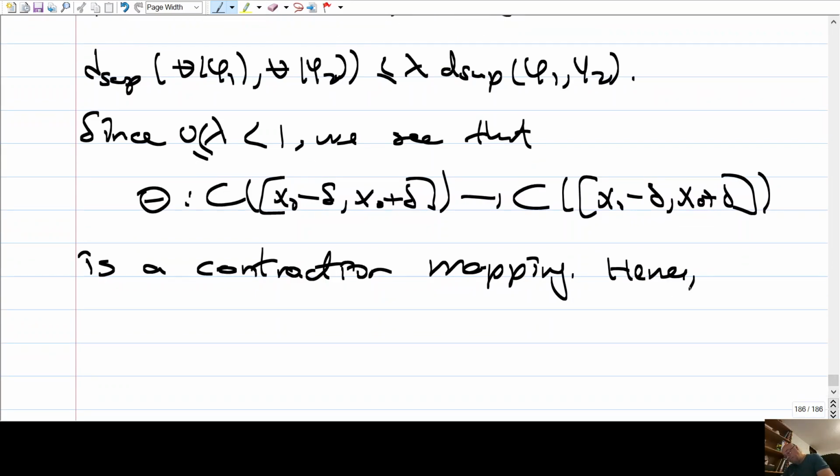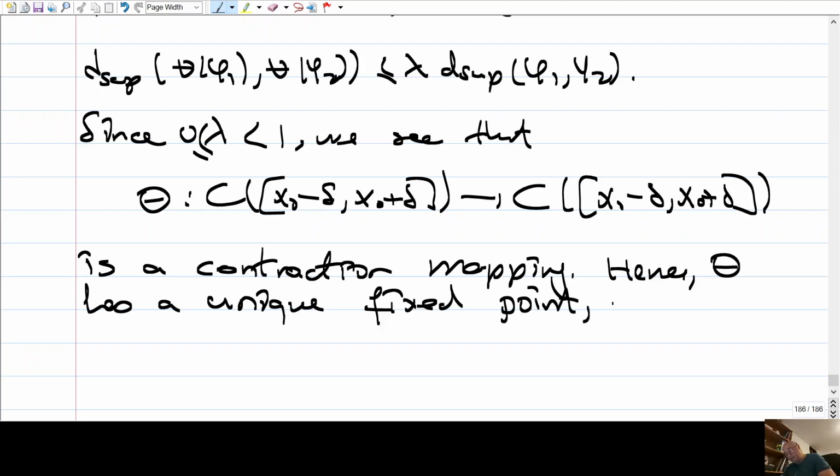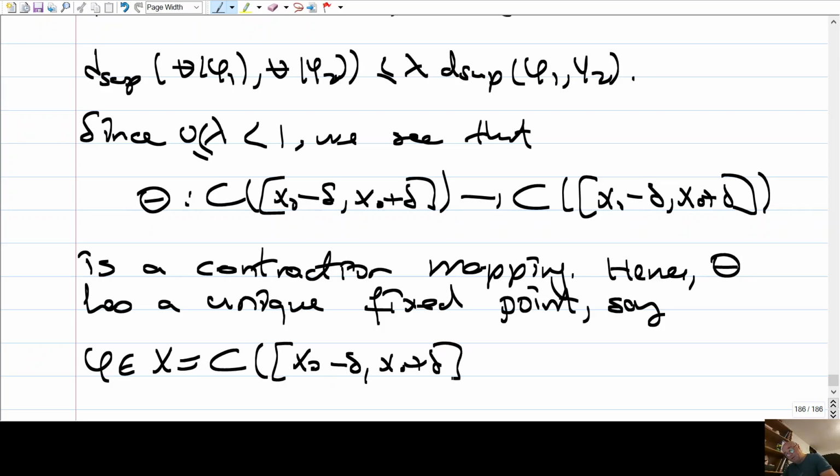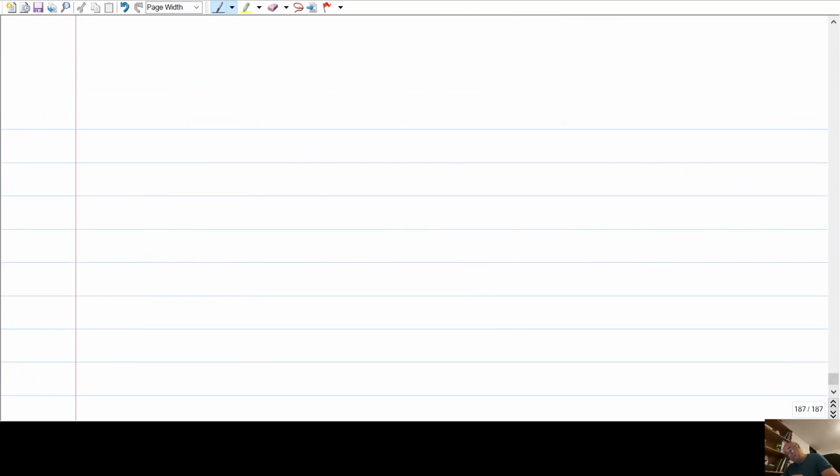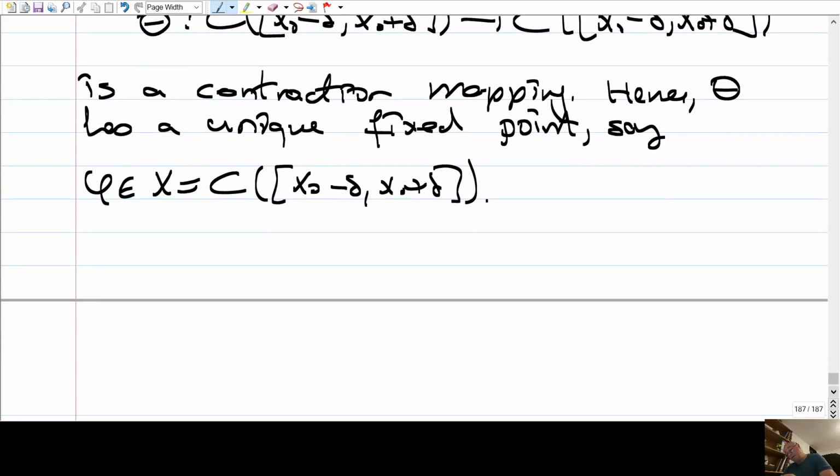Hence, theta has a unique fixed point, say phi, okay, phi, a continuous function defined on this interval, and fixed point means what? What is this? This is just a function.